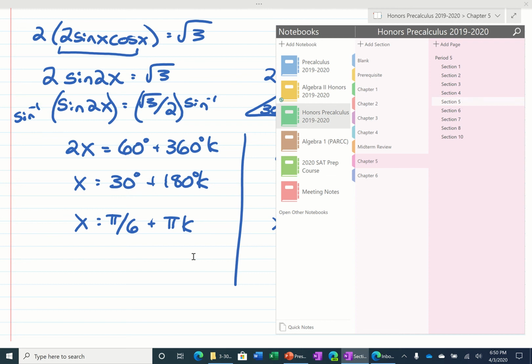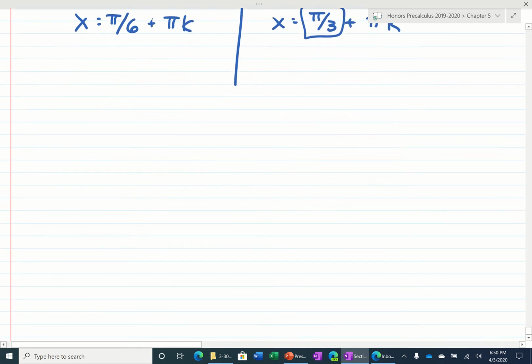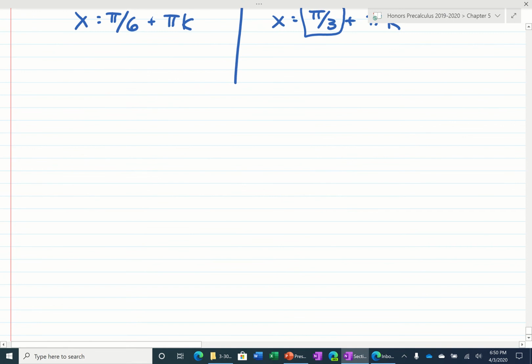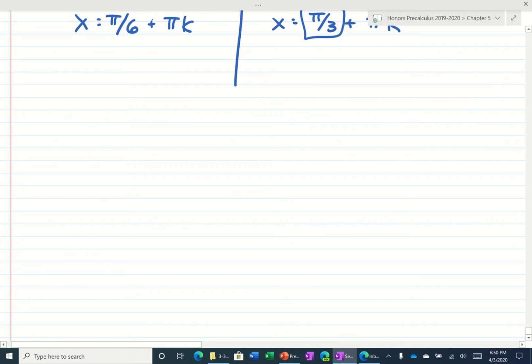Okay, so today we're going to be starting a topic called half-angle identities. It's the second half of section 5.5. We will be having a quiz on Thursday this week because we don't have school on Friday.